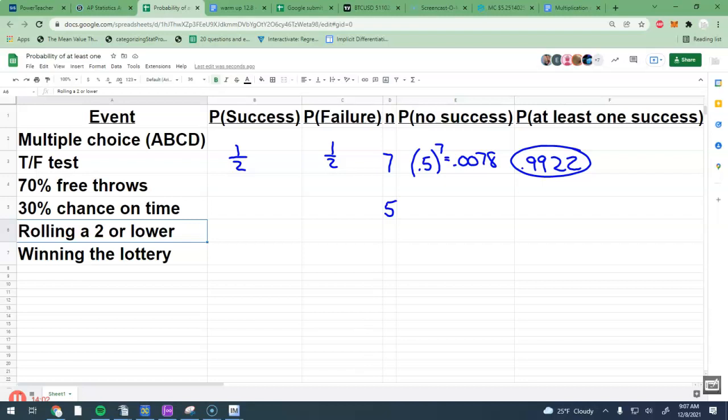30% chance of being on time. So there's 0.3 chance you're here on time. 0.7 chance you're not. Probability of no success is 0.3 to the 5th.